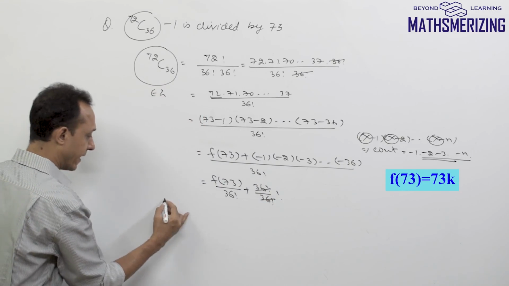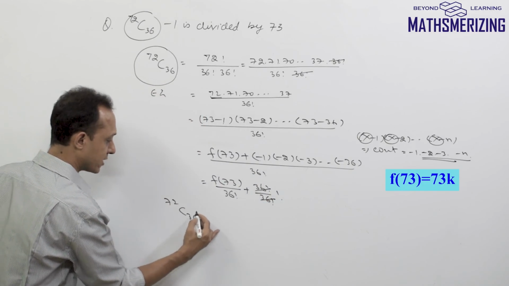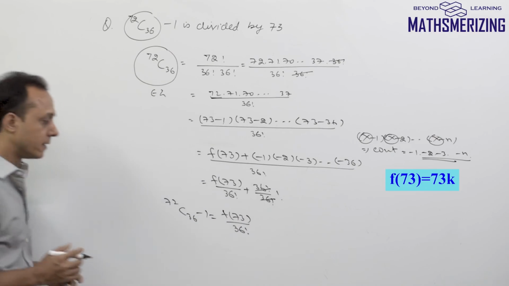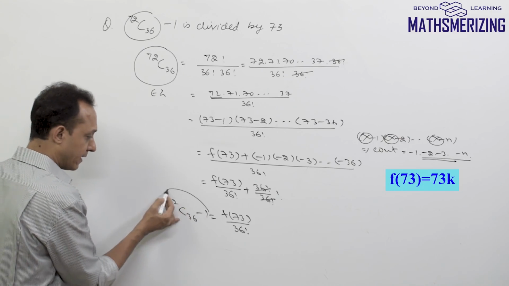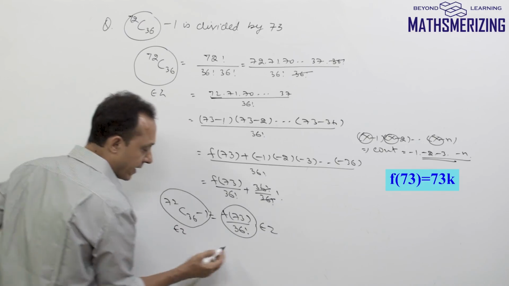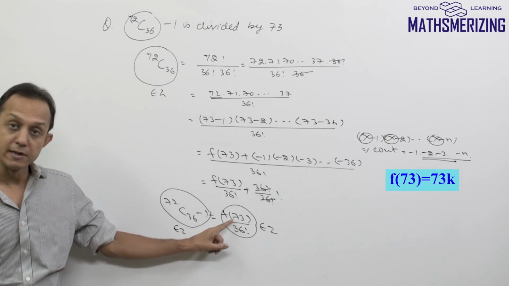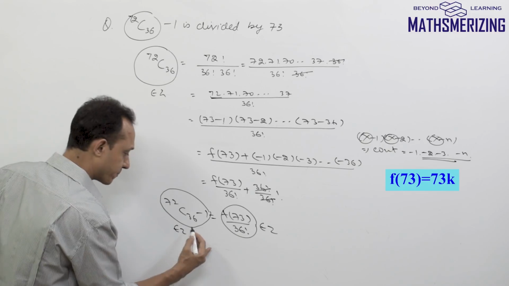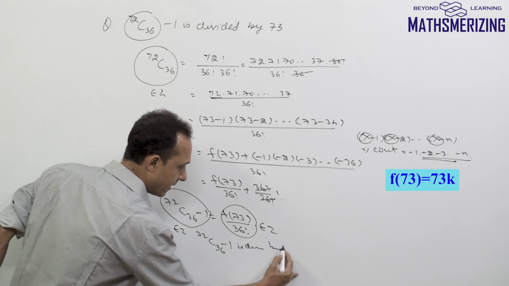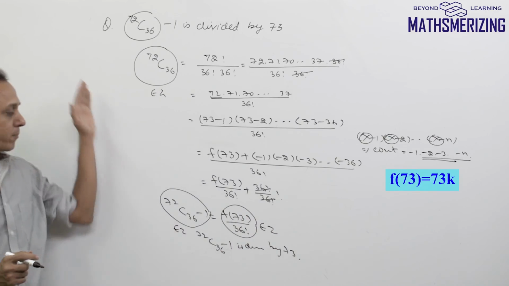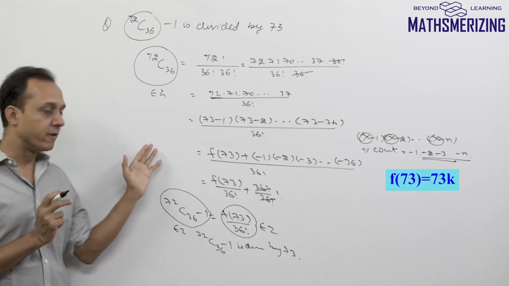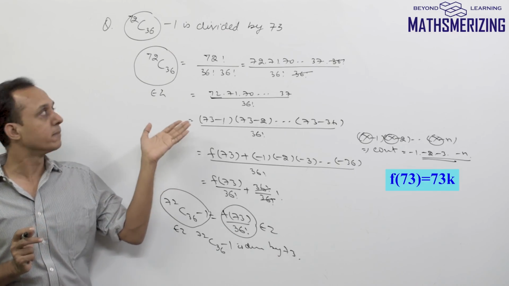So I'll take it on the left hand side. I write 72C36 minus 1 is equal to f(73) upon factorial 36. Now 72C36 minus 1 is an integer, so the right hand side is also an integer, and because it's a function of 73 and 73 is a prime number, we can say that this expression 72C36 minus 1 is divisible by 73. So this is how we can prove this question. Now another way of solving the same question can be using Wilson's theorem. If you are comfortable with modulo functions, then you can use Wilson's theorem to prove the result.